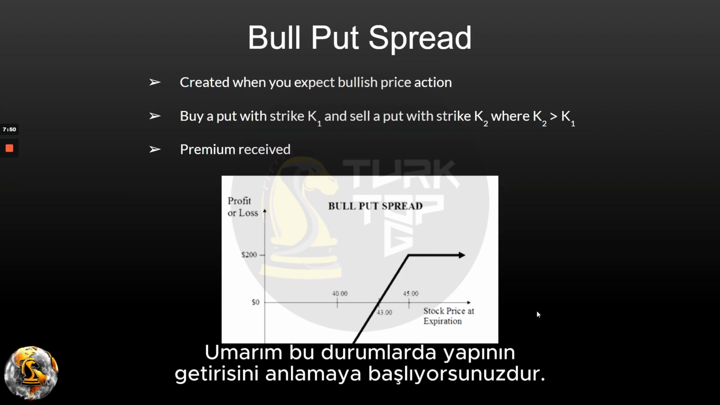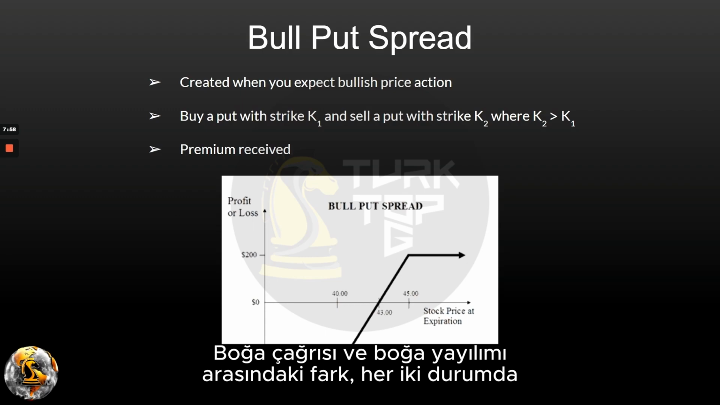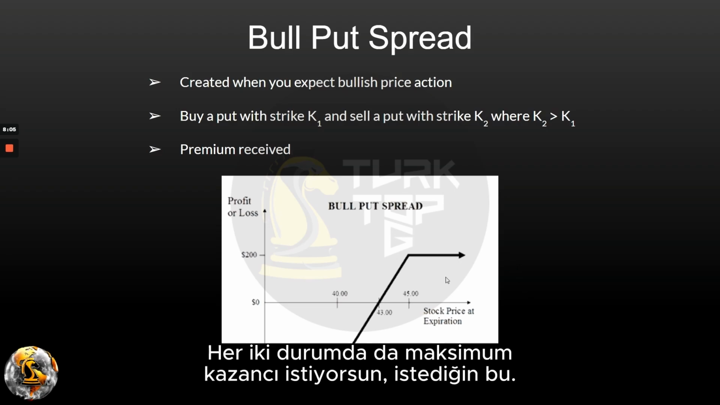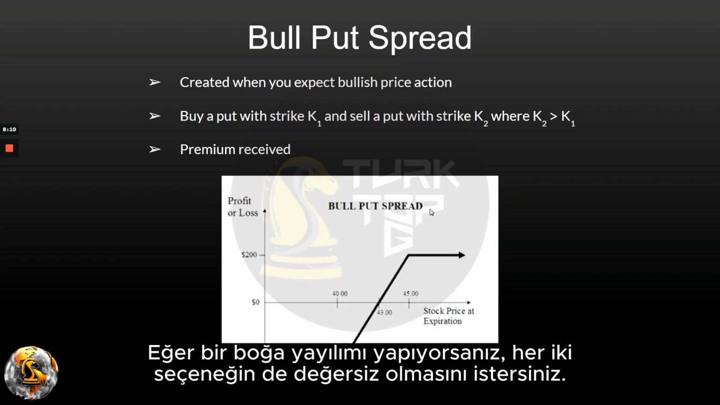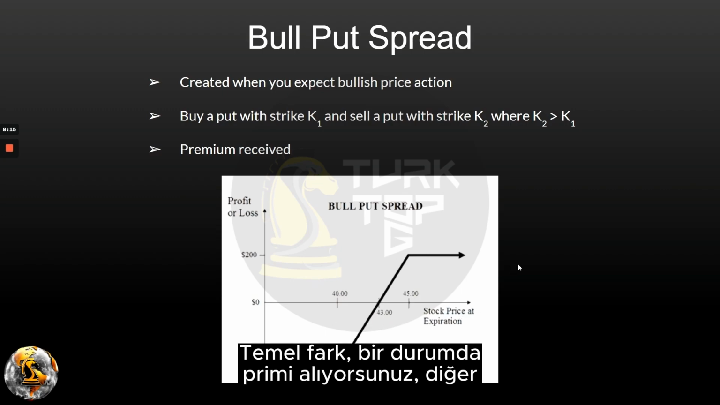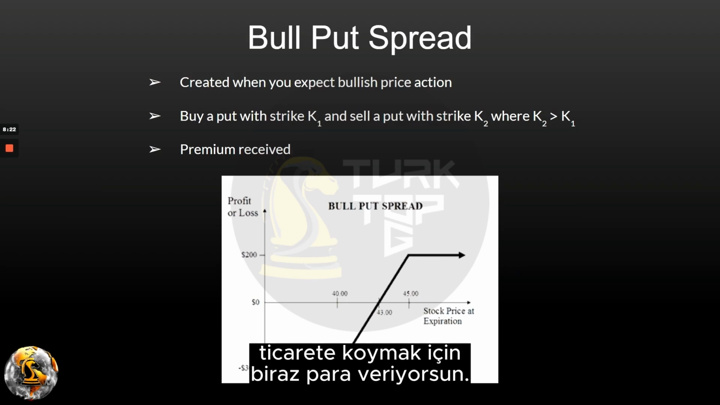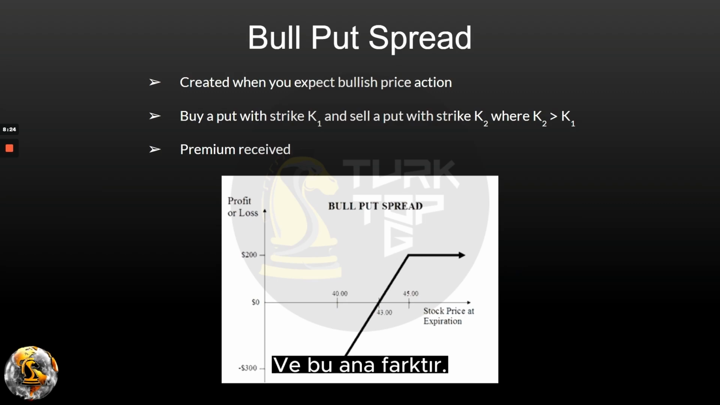So I hope you're starting to understand the payoff structure in these situations. The difference between the bull call and the bull put spread is, in both situations you expect bullish price action, so you want the maximum gain. If you're putting on a bull put spread, you want both the options to expire worthless. The main difference is, in one case you're getting the premium, you're getting money to put on the trade. In the other situation, you're giving some money to put on the trade. And that's the main difference.